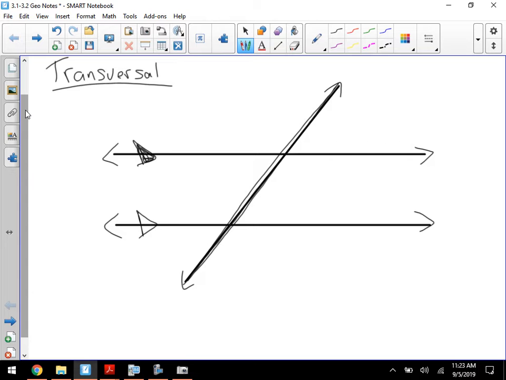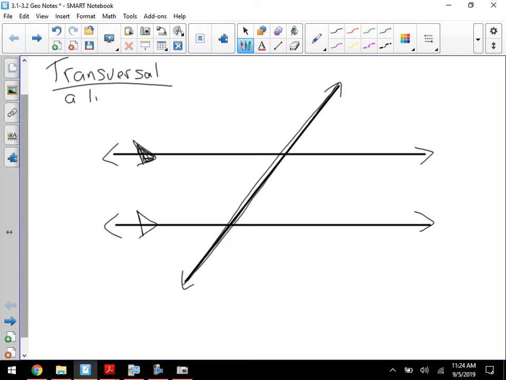And the Latin root for transversal is trans and then versal. Well, trans in the Latin root means across. Versal is cut. So transversal is to cut across. Like transatlantic goes across the Atlantic. Transcontinental goes across the continent. Things like that. That's what that means. Now, a transversal just means it cuts across two lines.